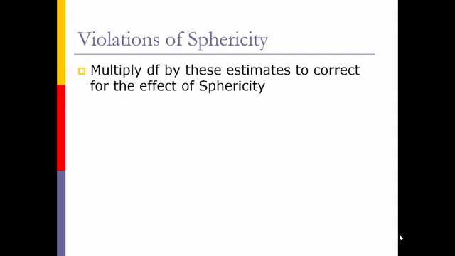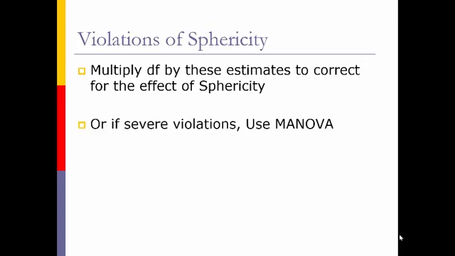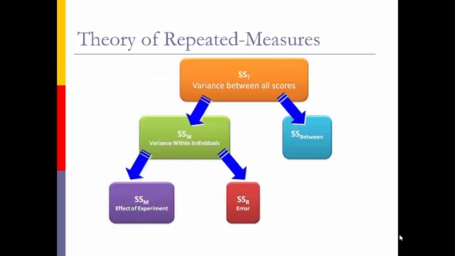All right, what if you do totally violate sphericity? You can multiply your degrees of freedom by those Greenhouse-Geisser values to correct the effect of sphericity. You probably aren't going to be running into that too many times. If you've got real severe violations, you might have to use the MANOVA, which is the multiple analysis of variance.